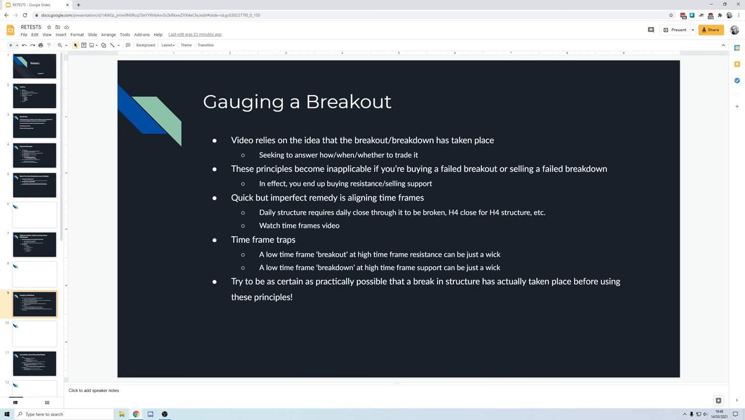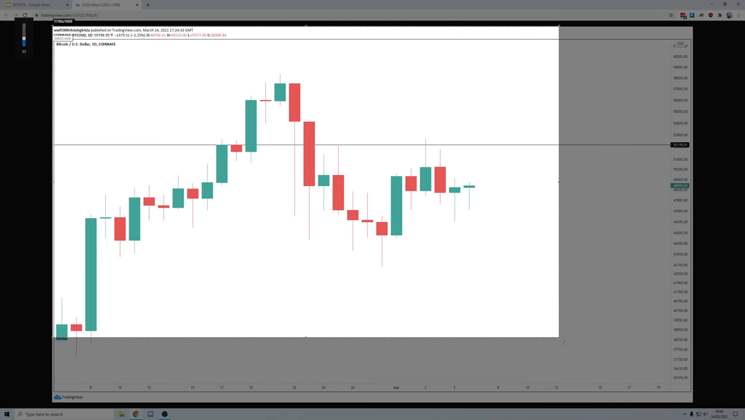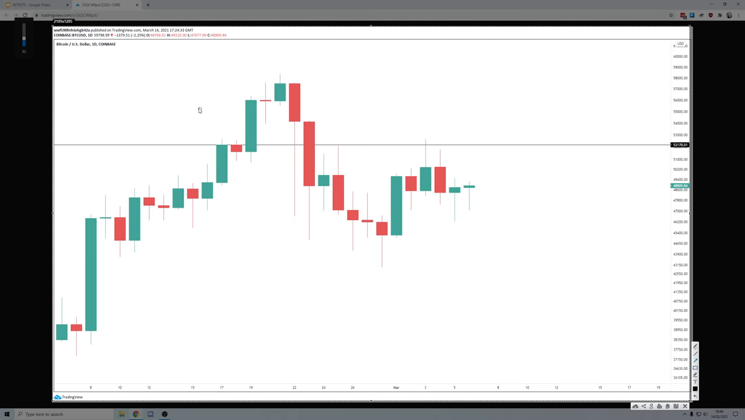So let's jump out of this for a second, and let's go to the Bitcoin daily chart. I've used the replay mode to take us back a little bit, and we had a daily level of resistance in the form of this cluster at around 52k, and then you can see a pretty straightforward retest of resistance on the underside of this level here, right?